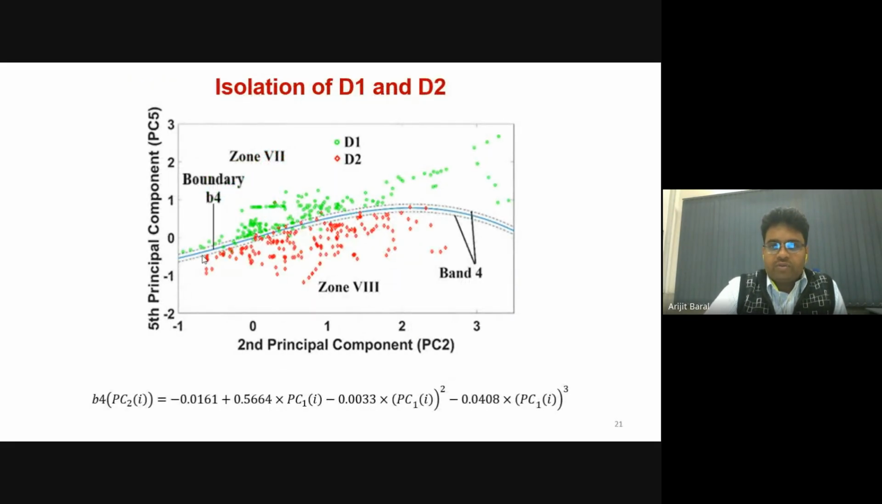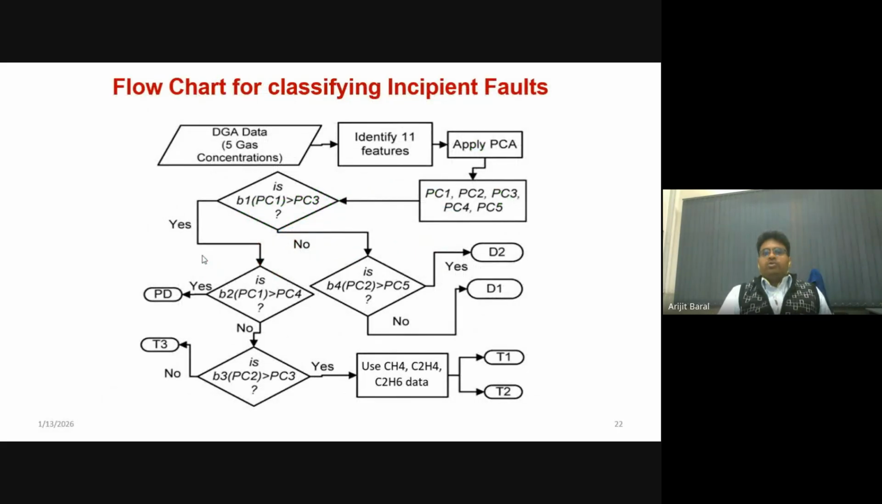So what I'm trying to say is this: using only 5 gas concentrations, we can generate 11 features which, after application of PCA, we can transform into certain principal components which can be used with higher accuracy or higher reliability to identify and thus classify the incipient faults. Now, what will happen if this classification is not done properly? Because that is the main motivation which we started with.